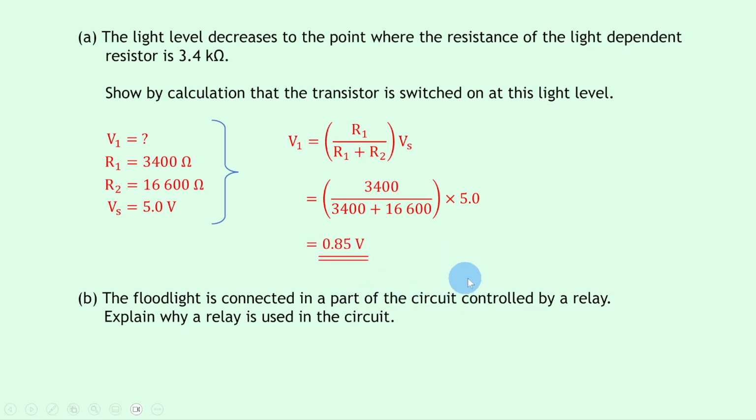Now it's good to finish this off with a statement to say that since 0.85 volts is greater than 0.7 volts, the transistor is on. Lastly, part B says the floodlight is connected in a part of the circuit controlled by a relay. Explain why a relay is used in the circuit.